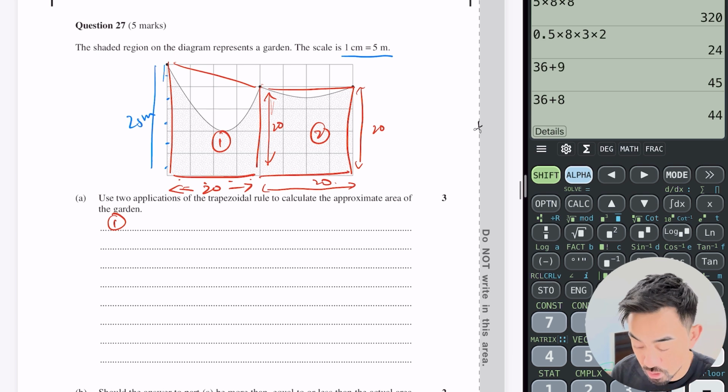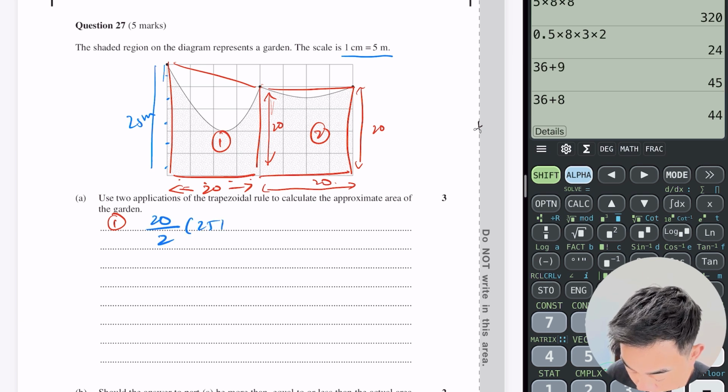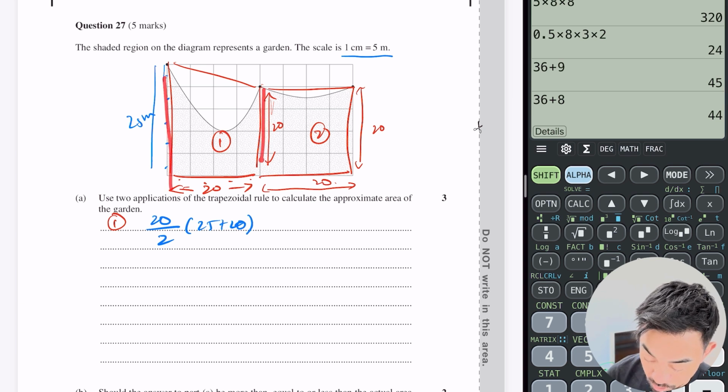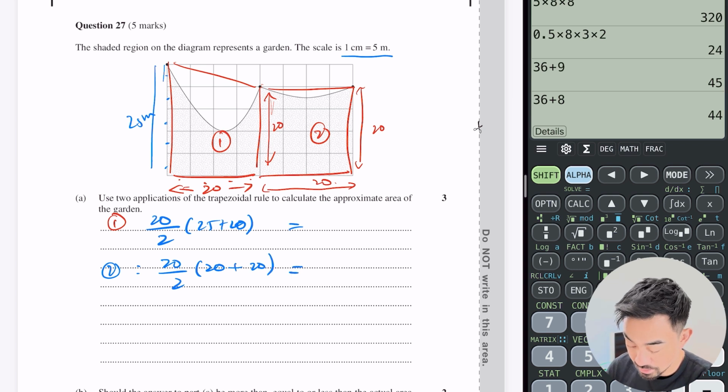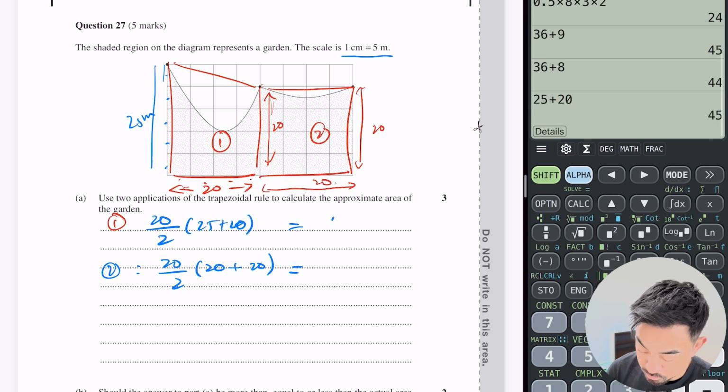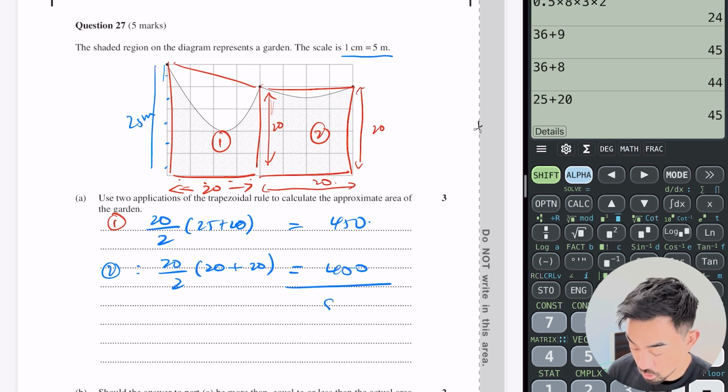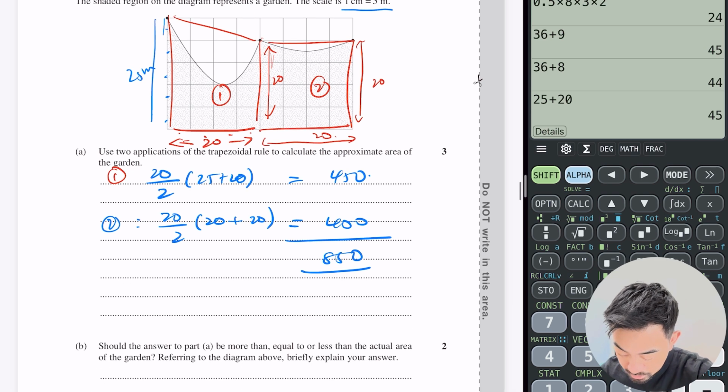So the height's going to be the same unit across both trapeziums. So the height's 20 over 2, 25 plus 20, those parallel sides. And then the next one's going to be height over 2, A plus B. So 20 over 2, 20 plus 20. So I just got to add those up. That's 10 times 25 plus 20, that's 450. And that's 10 times 40, so 400. So it'd be 850.